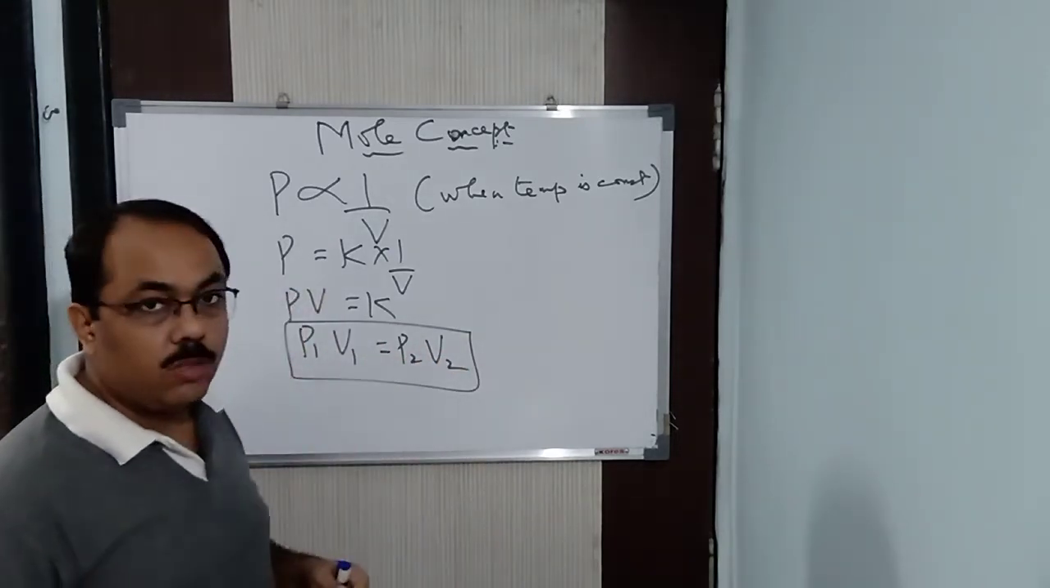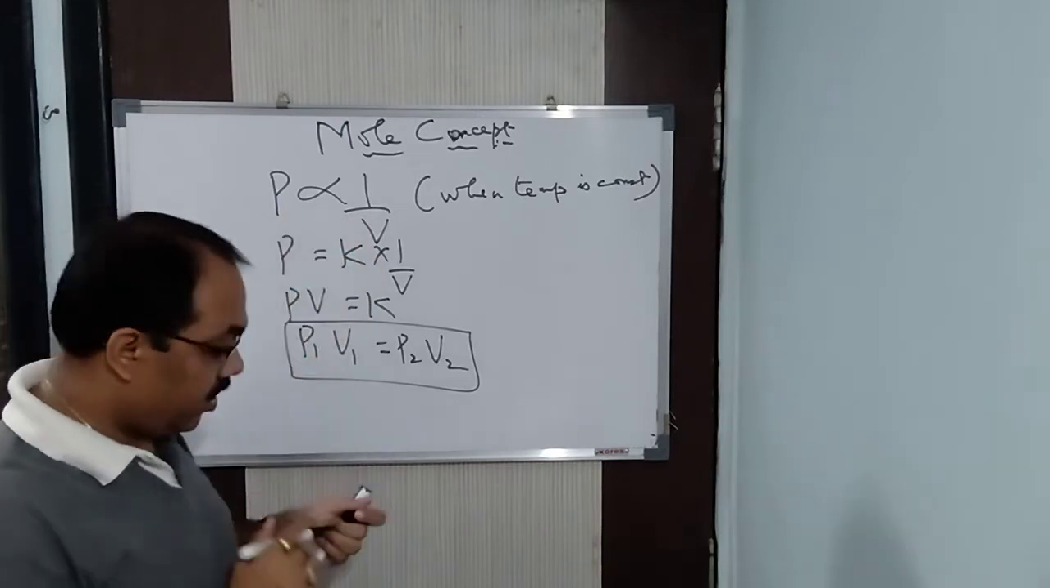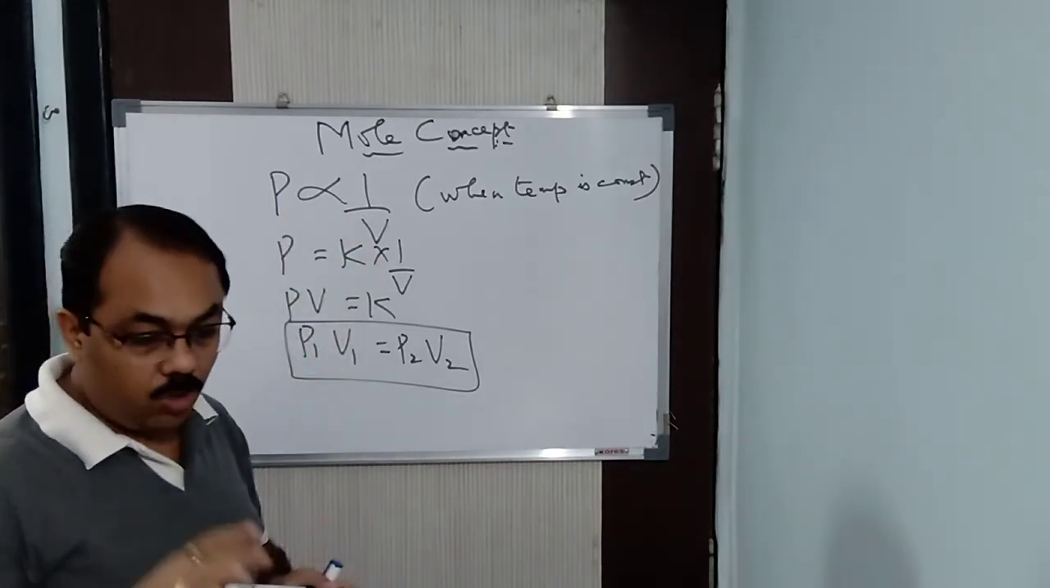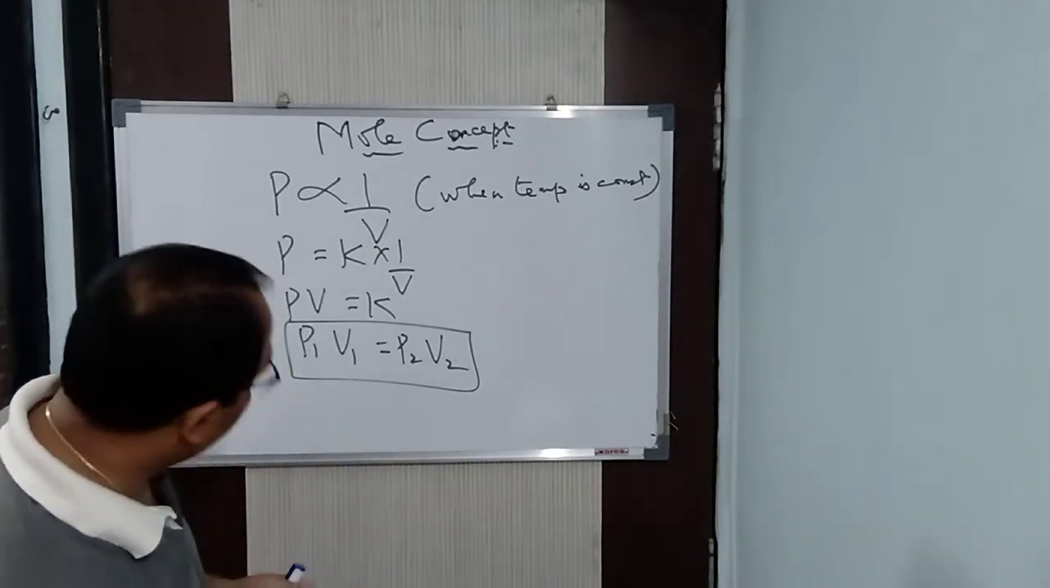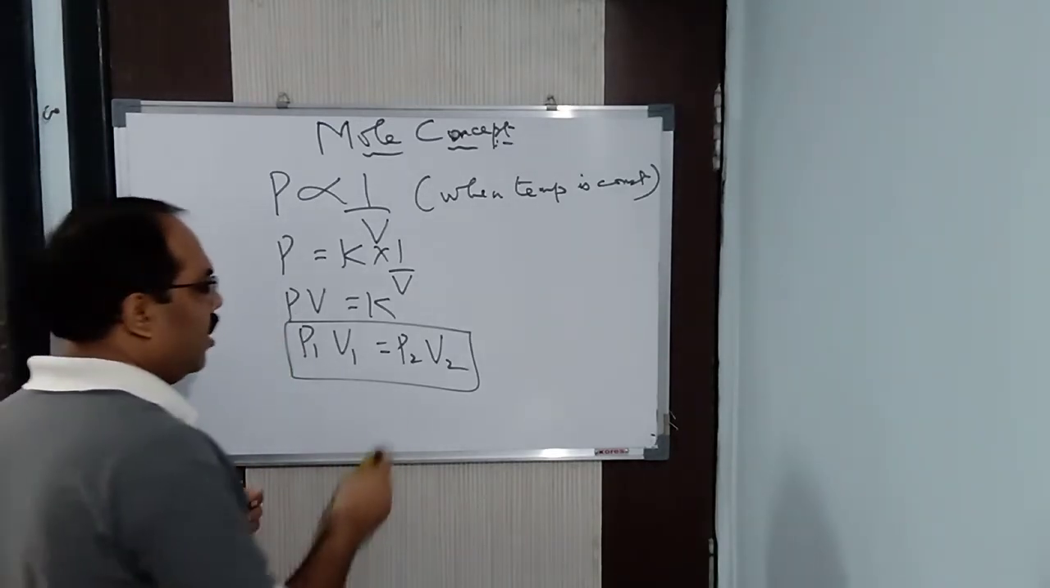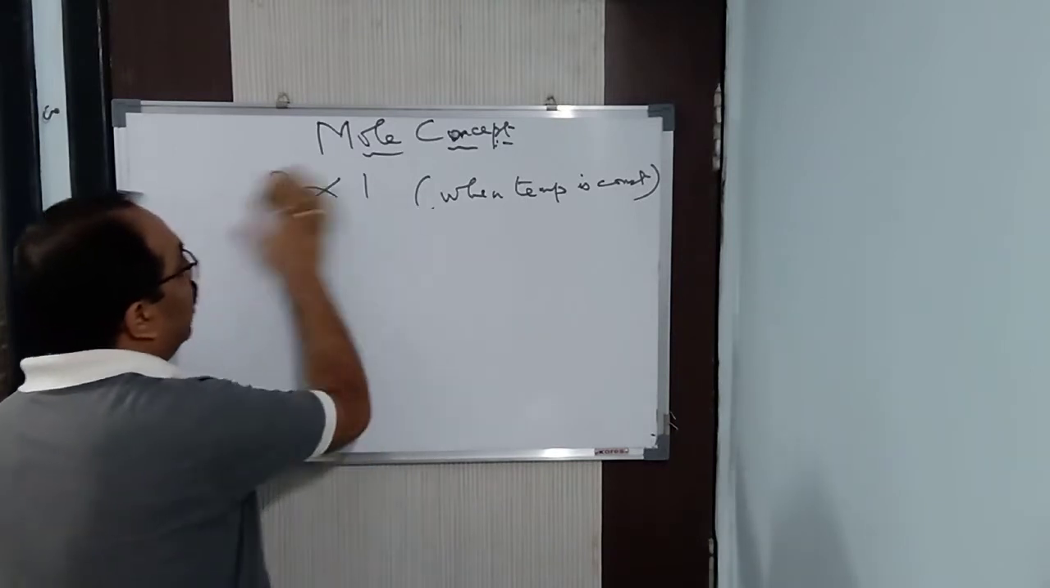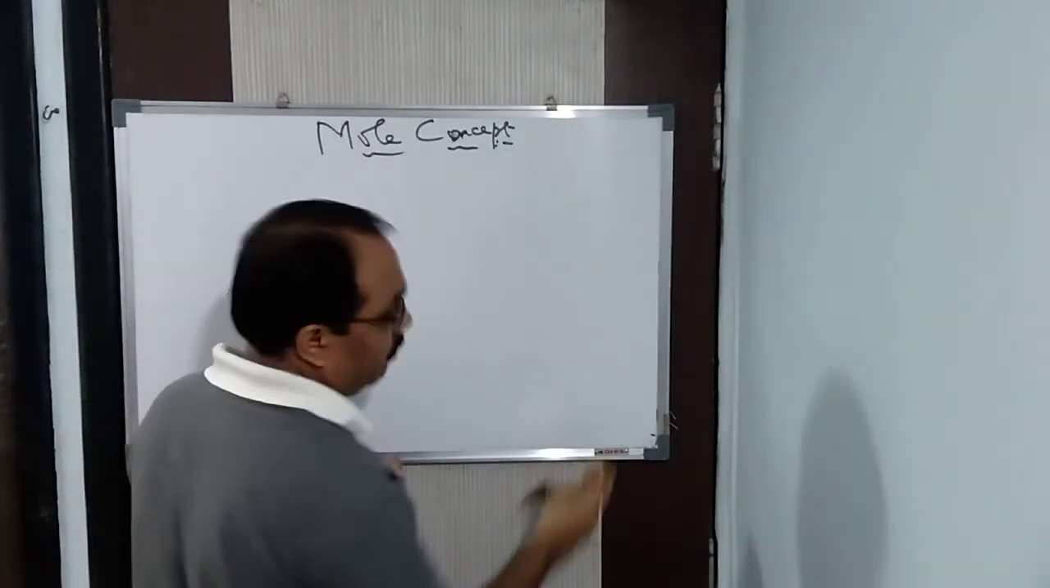This is a formula you need to remember. When temperature remains constant, pressure is inversely proportional to volume. That means when volume increases, pressure decreases, or when volume decreases, pressure increases. Got it? So this you studied in class 9. Just once I am revising it because you will be needing this later on in the chapter.